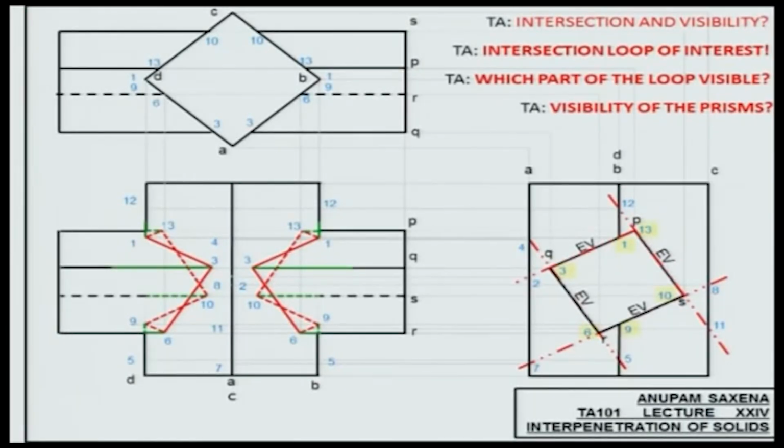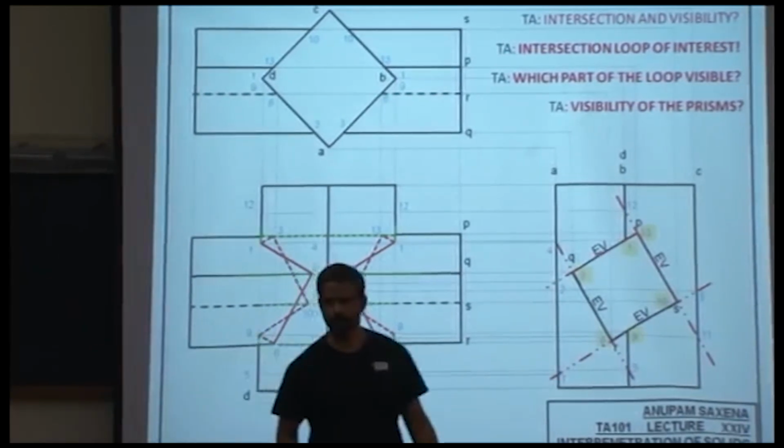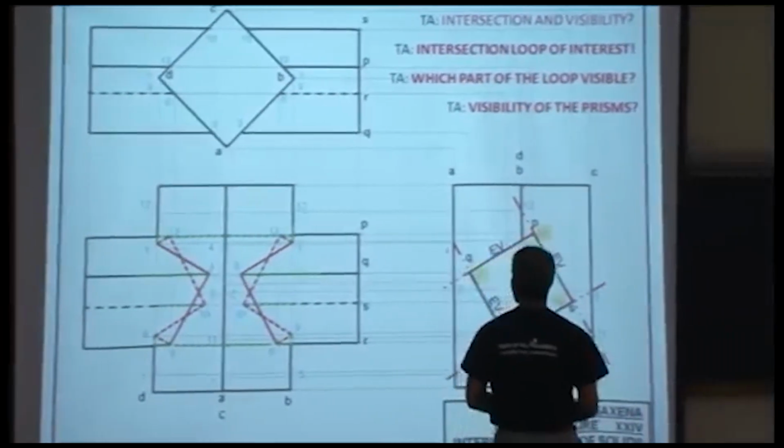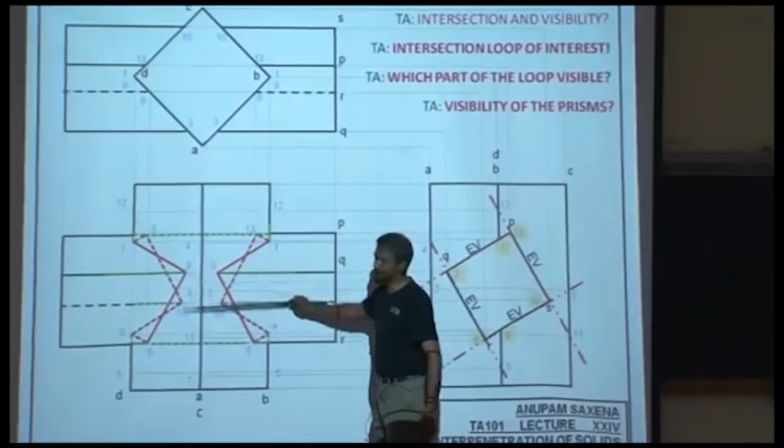Mirror image the same thing and you will get the result. This line is going to be hidden. P is inside, or P is penetrating the vertical prism, and so is R. What about 3, 3, 10, 10? This guy and this guy?